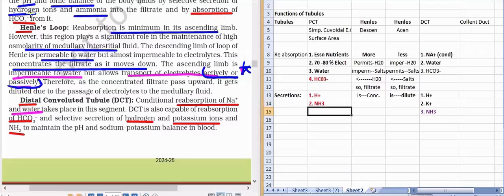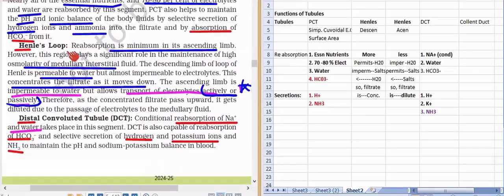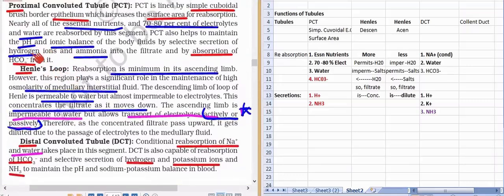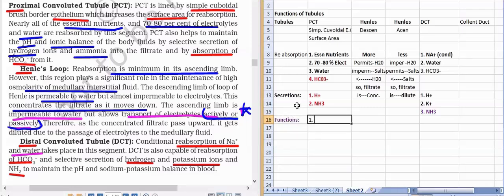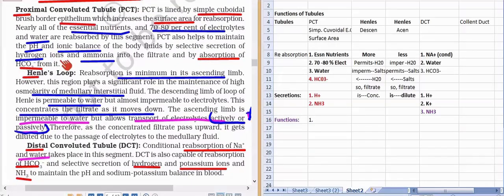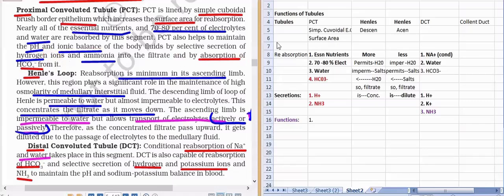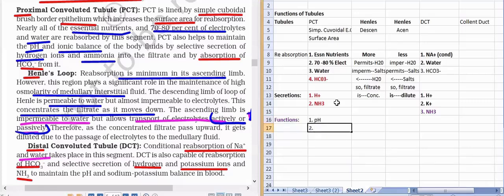He is saying here it's a pH, ionic balance. So let's also write it. What is the use of the functions? One, ionic balance, pH and ion. pH means what? Acid and base. So that is one, pH. Second, ionic.